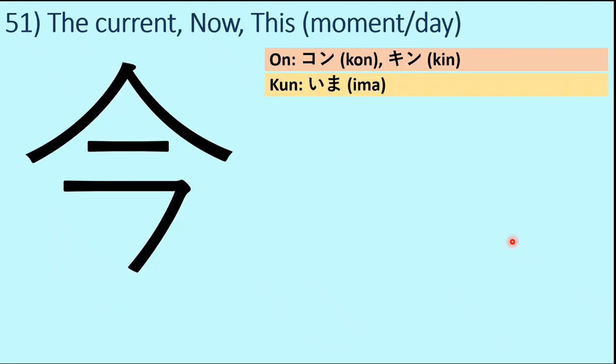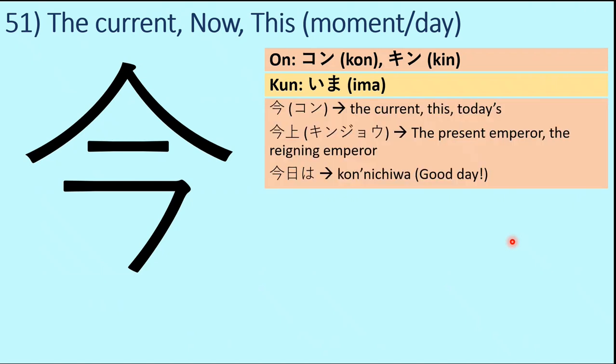Let's start. So this is the first character of today's lesson, which represents now or the current, that is this moment or this day. The onyomi reading is kon or kin, and the kunyomi reading is ima. In onyomi, the meaning may be current, this, today's, which is written as kon. Then we may have kinjo. Kinjo means the present emperor or the reigning emperor.